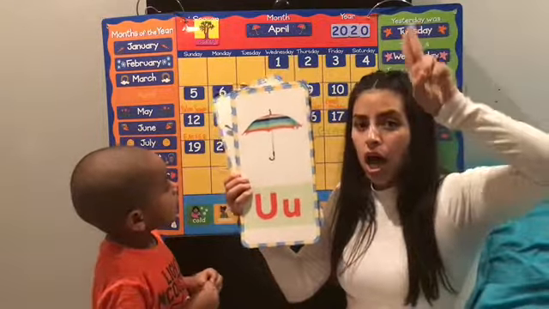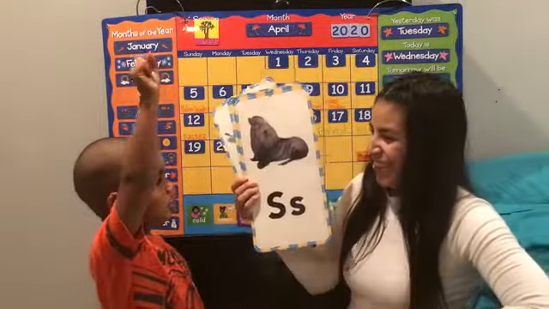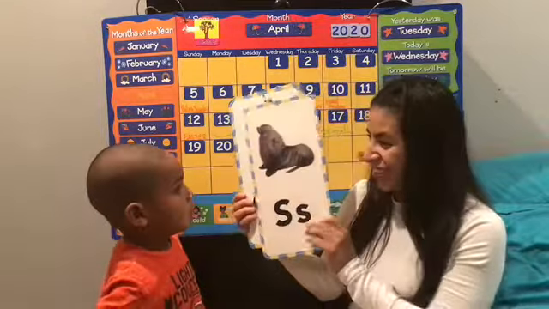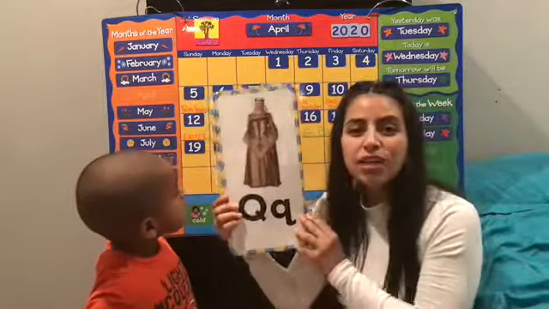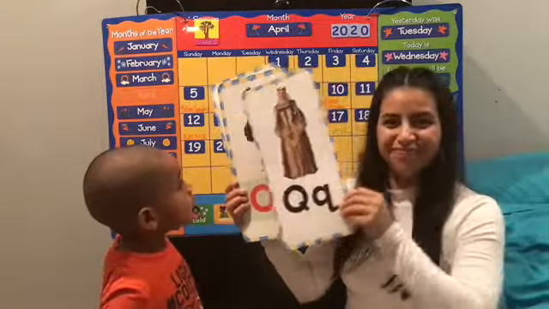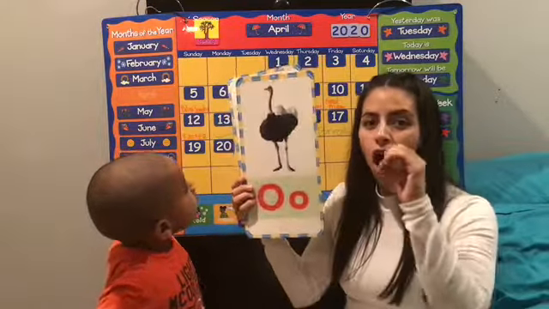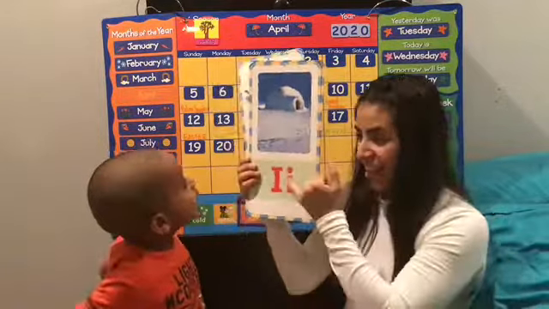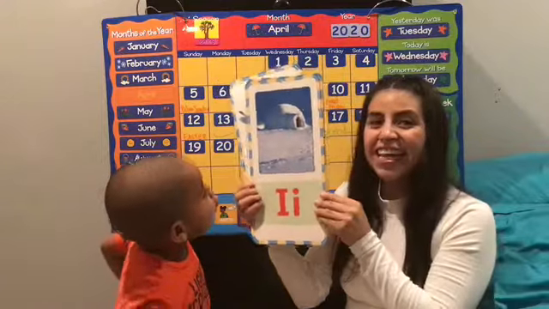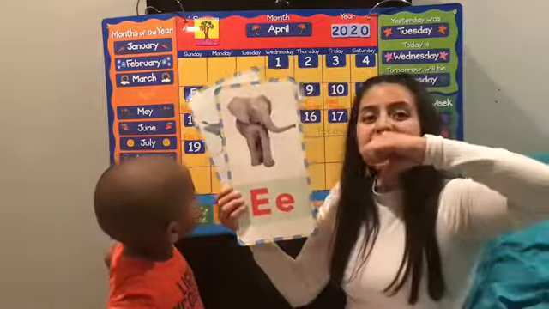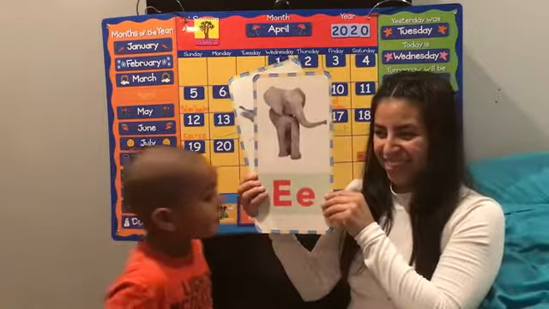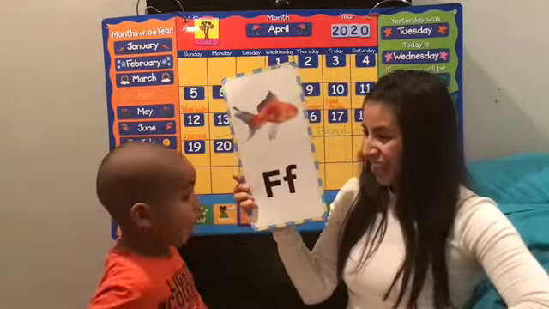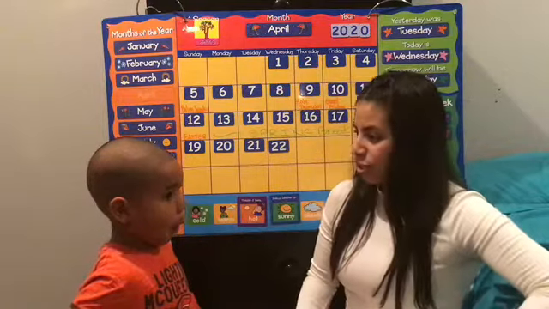Horse. S says, seal. Q says, queen. O says, ostrich. I says, igloo. E says, elephant. Good job. And F says, fish. Good job, TK. You ready to move on to shapes?